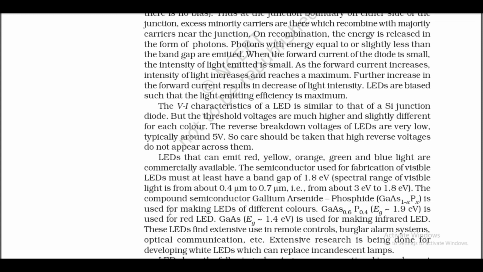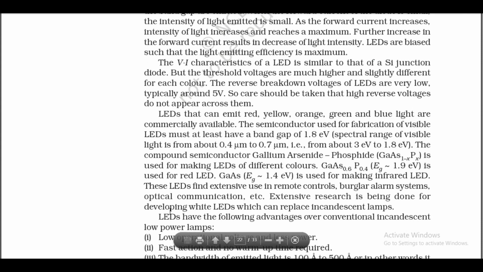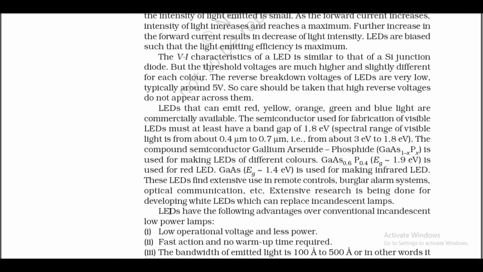The compound semiconductor gallium arsenide phosphide, GaAs1-xPx, is used for making LEDs of different colors. GaAs0.6P0.4, with Eg of about 1.9 eV, is used for red LED. GaAs, with Eg equivalent to 1.4 eV, is used for making infrared LED. These LEDs find extensive use in remote controls, burglar alarm systems, optical communications, etc. Extensive research is being done for developing white LEDs which can replace incandescent lamps.